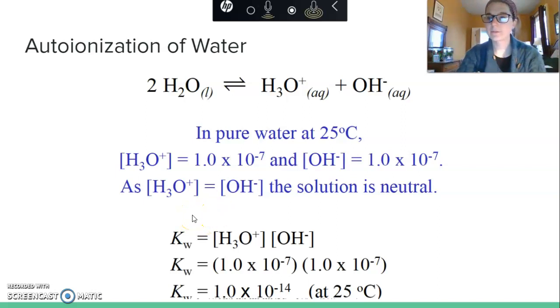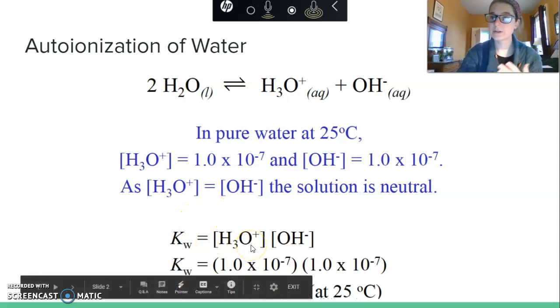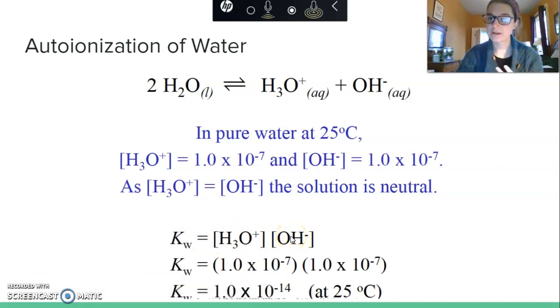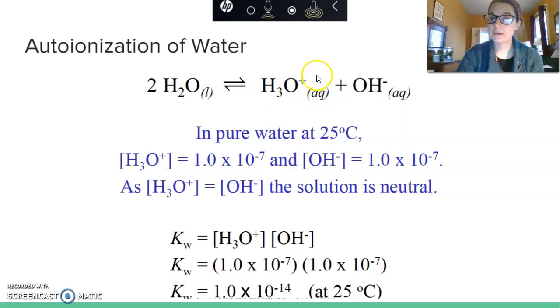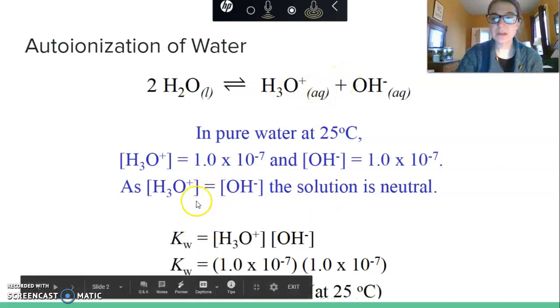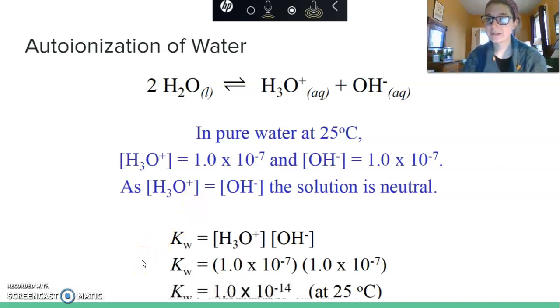So if we make a constant for the autoionization of water, Kw, it's equal to the concentration of hydronium ions times the concentration of OH- hydroxide ions. We do not include liquid water in the equilibrium expression because it's liquid. We only include aqueous or gaseous things in the equilibrium expression. So if we actually calculate the Kw of water, it would be 1 times 10 to the negative 7 times 1 times 10 to the negative 7, which is equal to 1 times 10 to the negative 14, and that's true for water at 25 degrees Celsius.